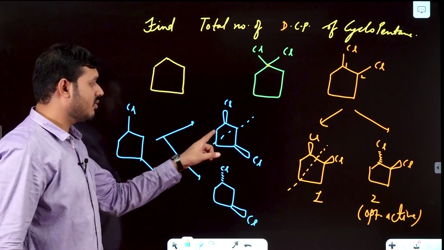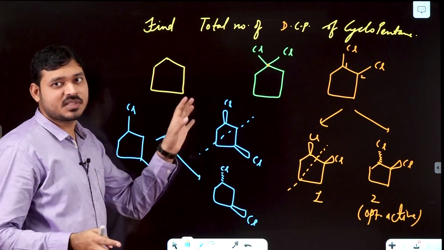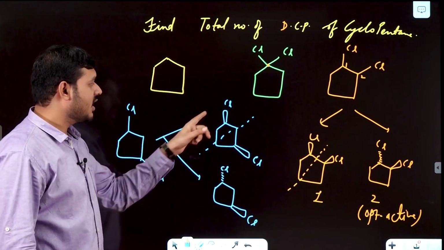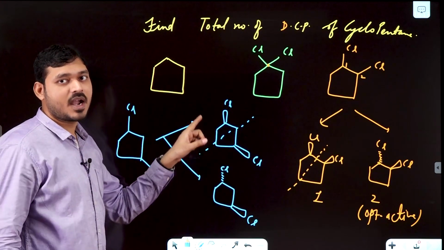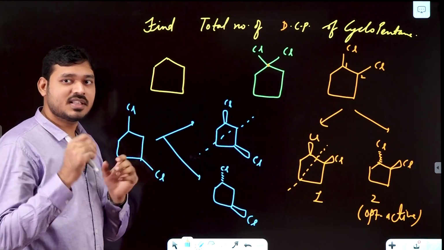So it will be optically inactive. When the compound is optically inactive, its mirror image will be identical, not an enantiomer. So you need not think that both wedge and both dash are different. Either wedge on both chlorines or dash on both chlorines, it is identical.